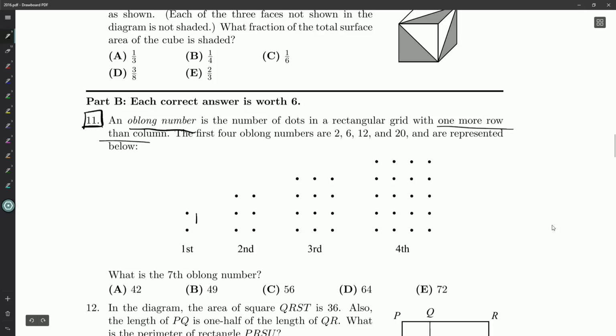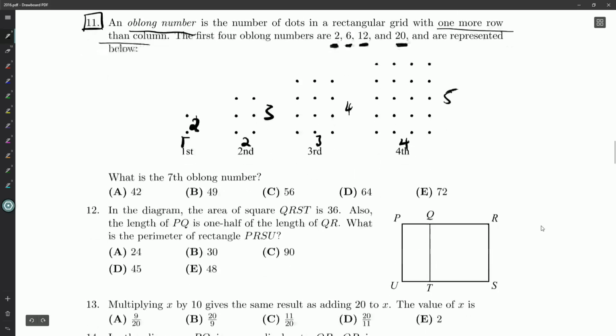So we've got two rows, one column. Three rows, two columns. Four rows, three columns. Five rows, four columns of dots. And if you go ahead and multiply these out, 1 times 2 is 2, 2 times 3 is 6, 3 times 4 is 12, and 4 times 5 is 20. And we're being asked, what's the seventh oblong number?